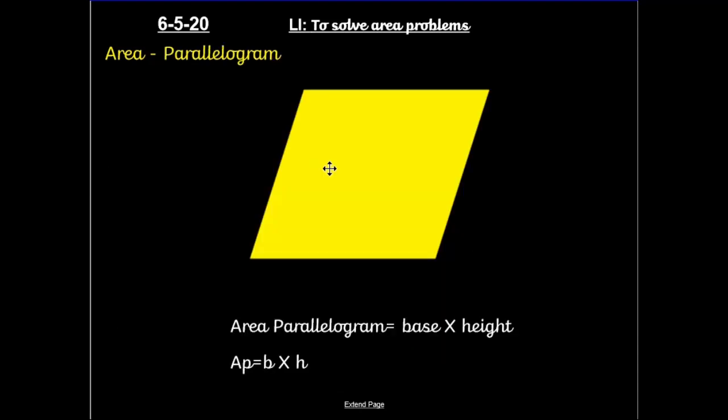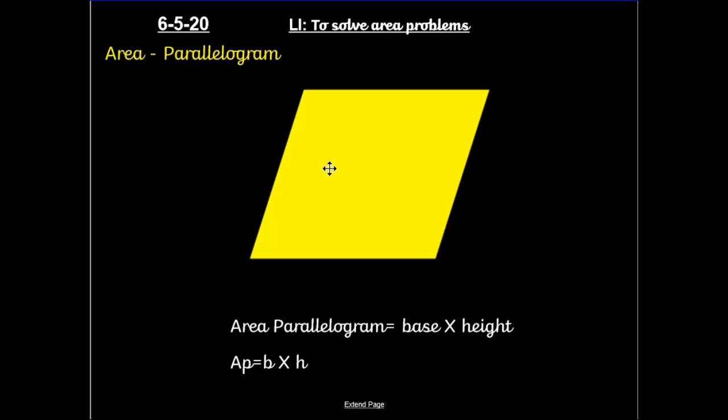Final one. We're going to be looking at parallelograms. So the area of a parallelogram is equal to base times height. So again, my formula is here. The area of a parallelogram, which is being difficult to pronounce today, is equal to base times height.